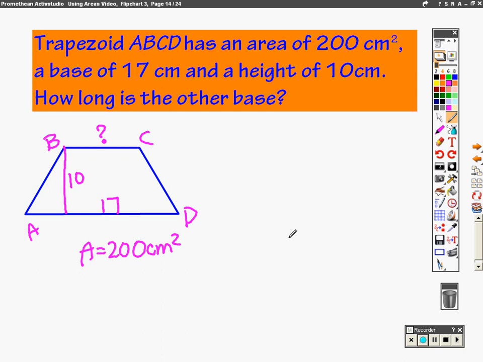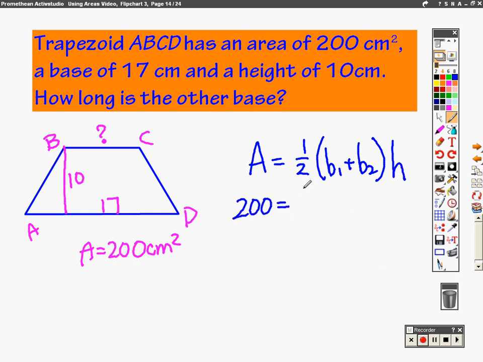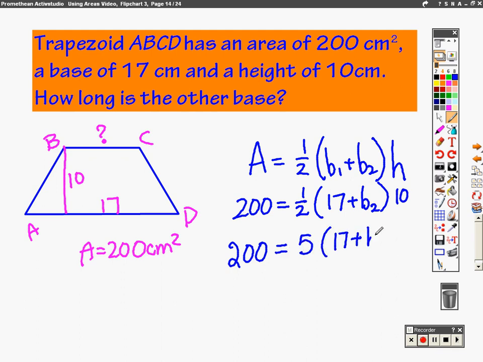Do you know what formula we're going to have to set up here? You use area equals 1/2 parentheses base 1 plus base 2, and you close the parentheses and then multiply by height. So let's substitute. We know 200 is half of 17 plus base 2, and then the height you know is 10. And again, we're going to have to simplify anything we can. We can't simplify in here, but I can simplify out here. So 200 is 5 multiplied by 17 plus whatever our base is.